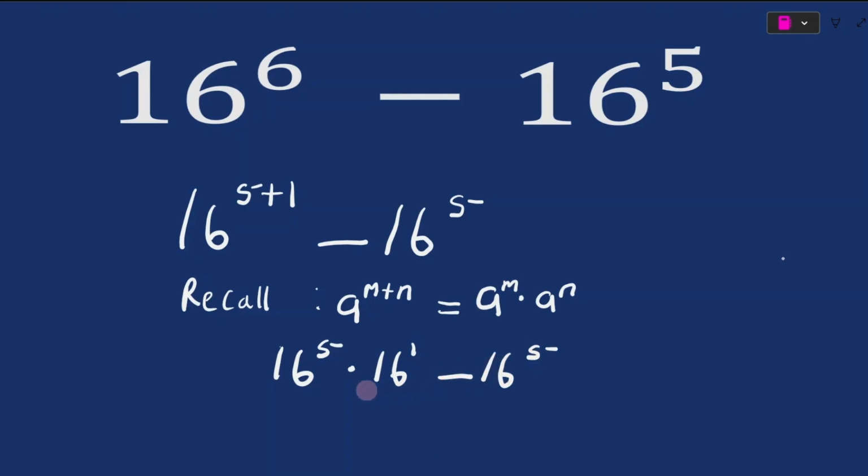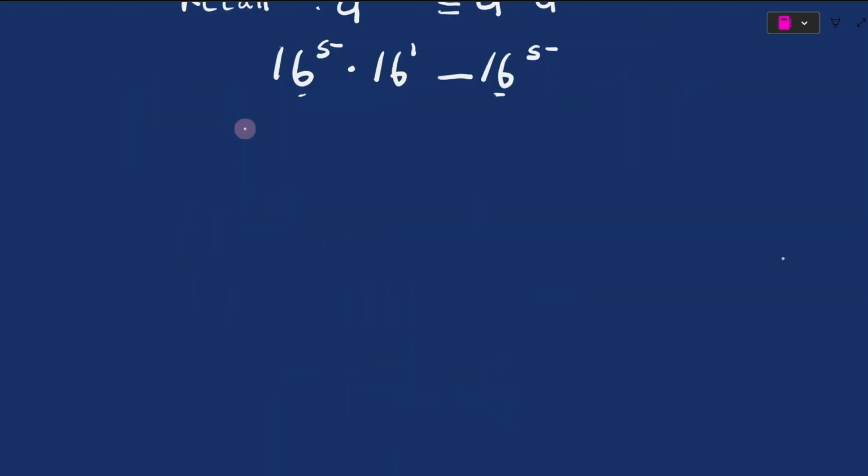The next thing to do is to factorize, because as you can see, we have 16 raised to power 5 here, and we also have 16 raised to power 5 here. So we factorize, and when we do that, we have 16 raised to power 5 bracket open. When 16 raised to power 1 is multiplied, we have 16. We subtract 16 raised to power 5 divided by 16 raised to power 5 here, which will give us 1. So this is the factorized form.